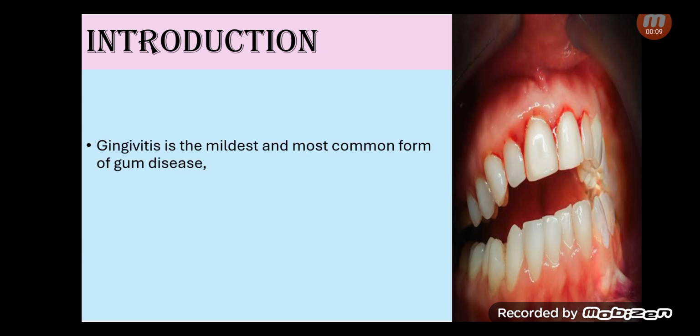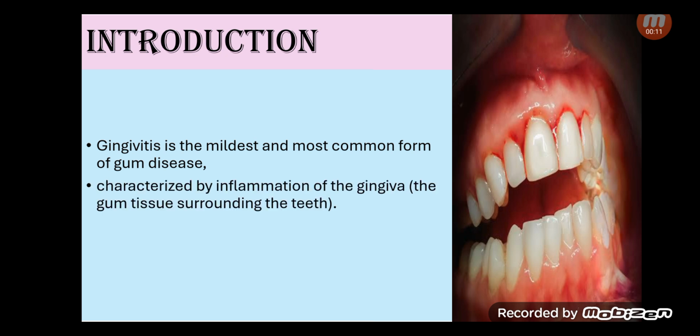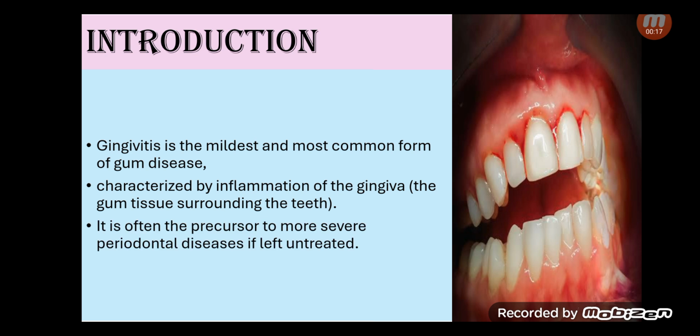Starting our topic with the introduction, gingivitis is the mildest and most common form of gum disease. It is characterized by inflammation of the gingiva, that is, the gum tissue surrounding the teeth. It is often the precursor to more severe periodontal diseases if left untreated. So that means if it is not treated in time, it can lead to periodontitis.